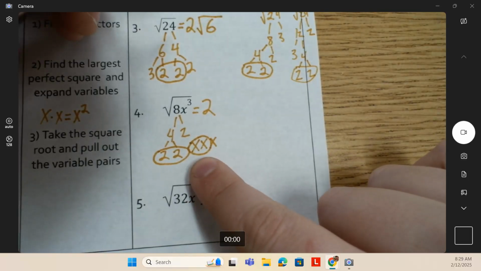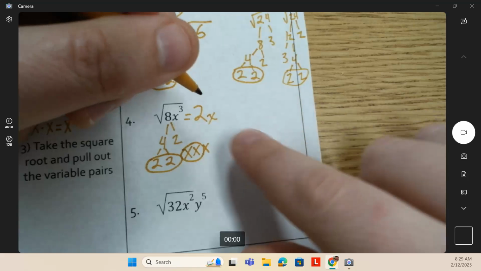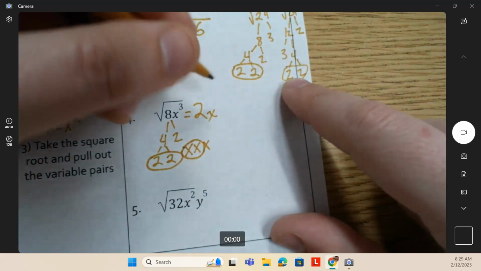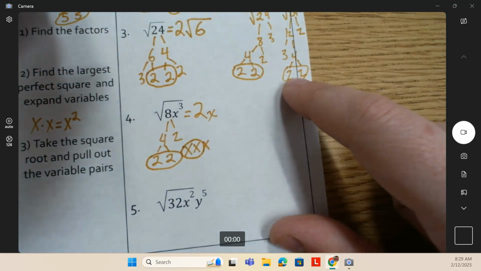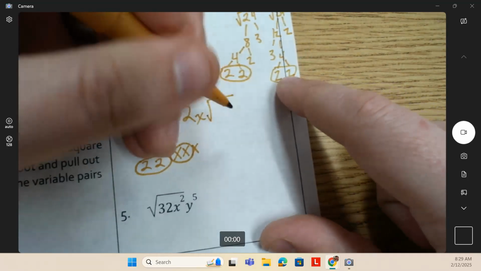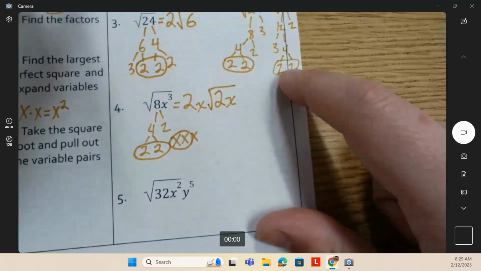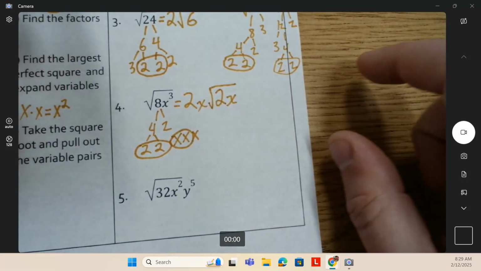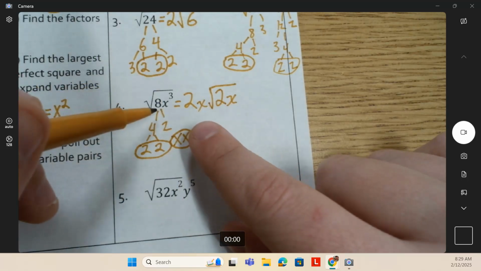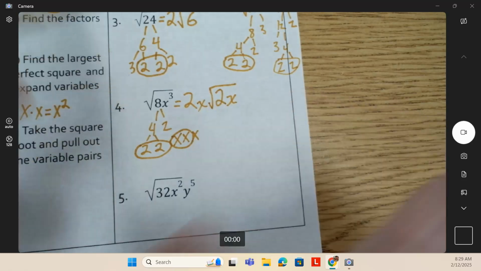And I'll circle up my pairs. So I have a pair of x's, means 1x, because those pair come together and make 1. 1x moves to the outside. I've also got a 2 and an x that didn't pair up, so those are going to move back inside. So looking at that, the square root of 8x to the third power would be equal to 2x times the square root of 2x.